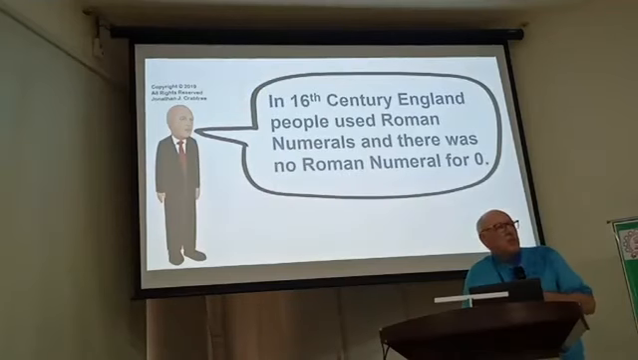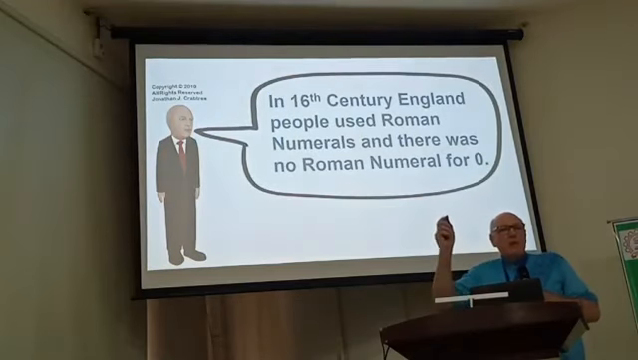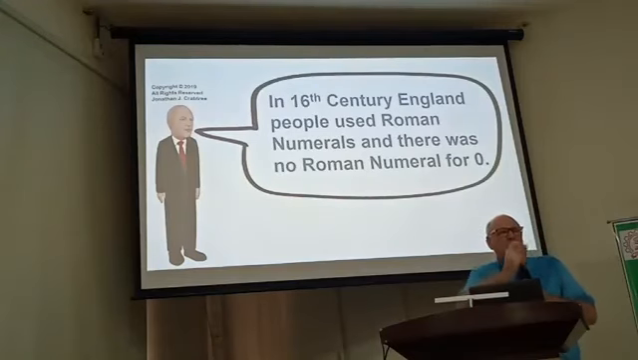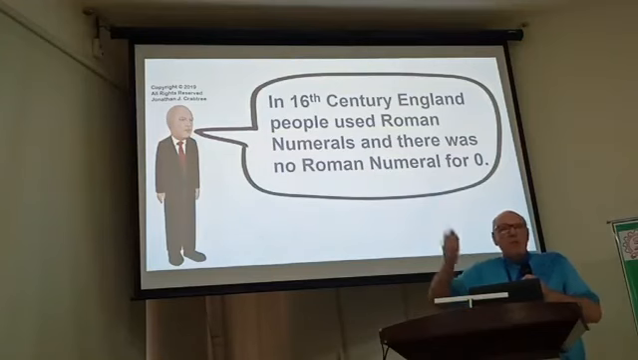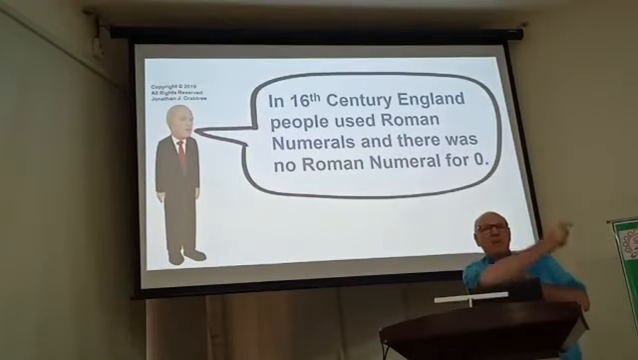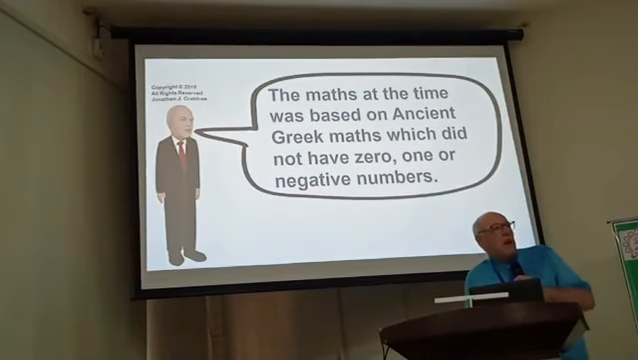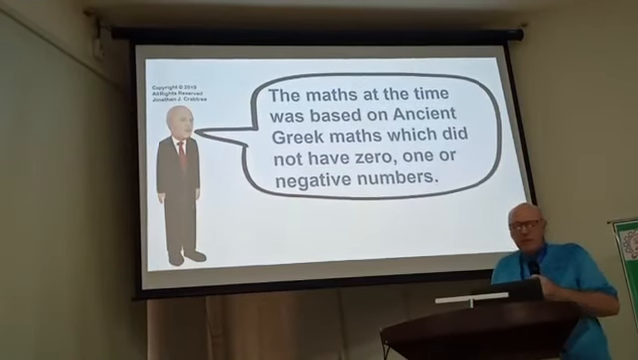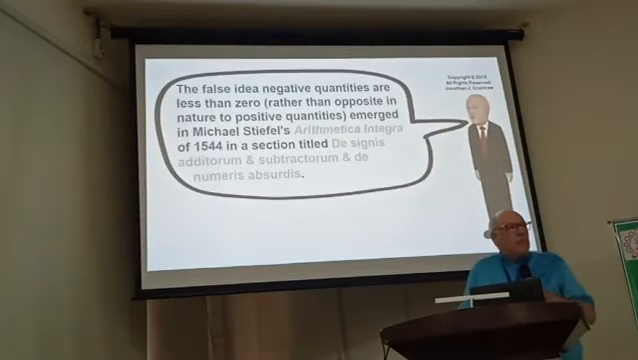In 16th century England, people were using Roman numerals and there was no Roman numeral for zero. So when they were mapping the Roman numerals against the new Arabic or Hindu-Arabic numerals, they often left the zero out because there was no Roman numeral for it, and they were just going to tack it on the end as a placeholder. So the maths at the time was based on ancient Greek maths, which did not have zero, one, or negative numbers. So we get into some of the falsehoods of mathematics.